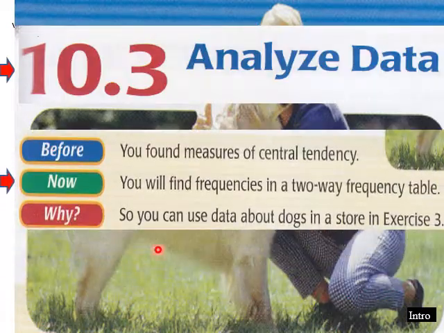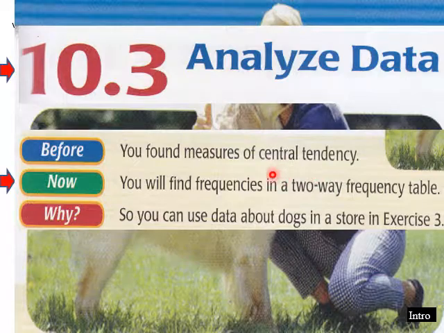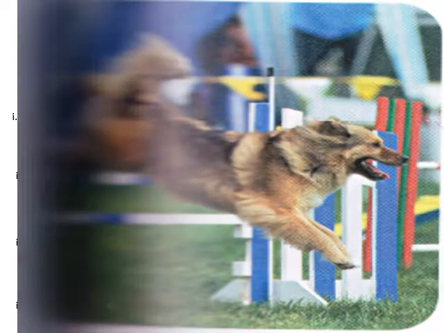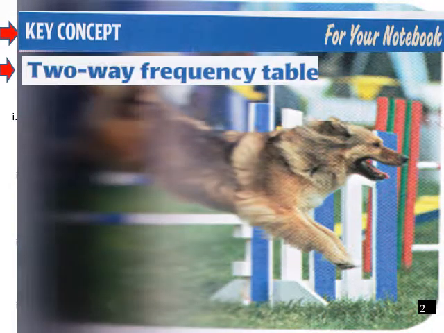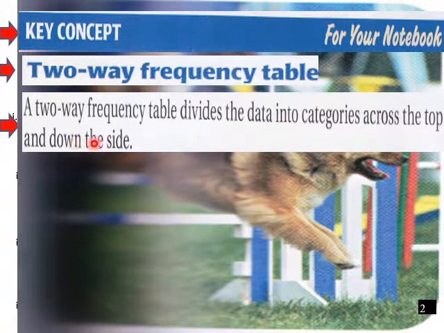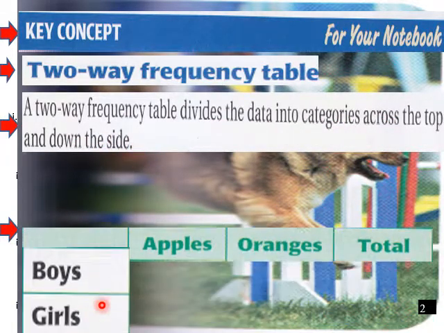Okay, 10.3, analyze data. You found measures of central tendency. You will find frequencies in a two-way frequency table, so you can get data about dogs. Okay, so a two-way frequency table divides the data into categories across the top and down the side.